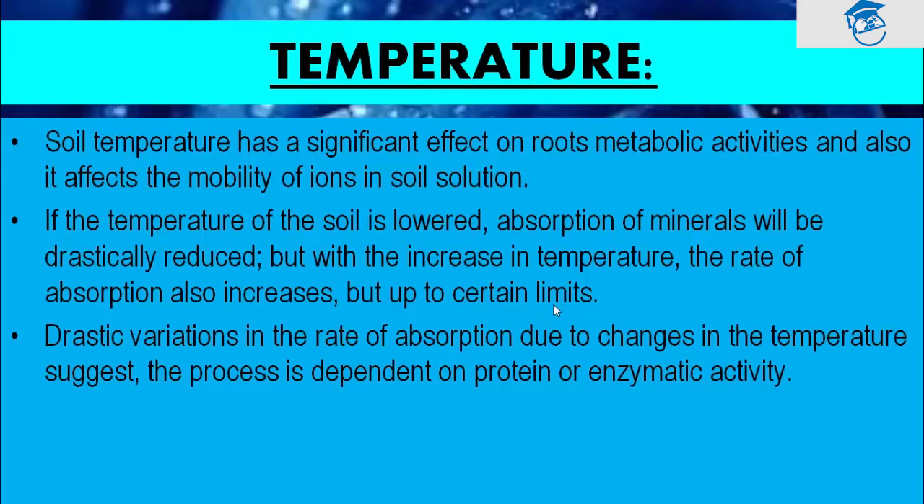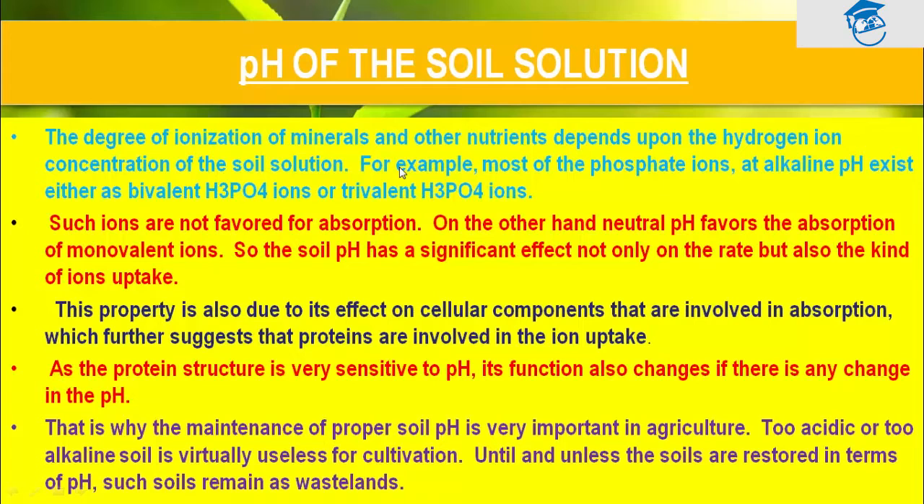Drastic variation in the rate of absorption due to changes in temperature suggests the process is dependent on protein or enzymatic activity. So temperature is another crucial factor that influences the absorption of nutrients from soil to the plant body. If the temperature is lowered, absorption of minerals will be drastically reduced, but with increase in temperature, the rate of absorption of nutrients from soil will also increase, but up to a certain limit, students. And third is pH of the soil solution.